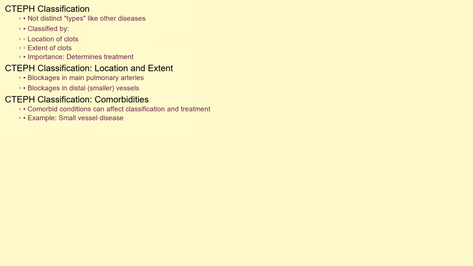While there aren't distinct types of CTEPH in the same way as some other diseases, CTEPH is classified based on the location and extent of the clots in the pulmonary arteries, which is important for determining treatment options. Some patients may have blockages in the main pulmonary arteries, while others may have more distal, or smaller, vessel involvement. Additionally, some patients may have comorbid conditions like small vessel disease that affect how CTEPH is classified and treated.